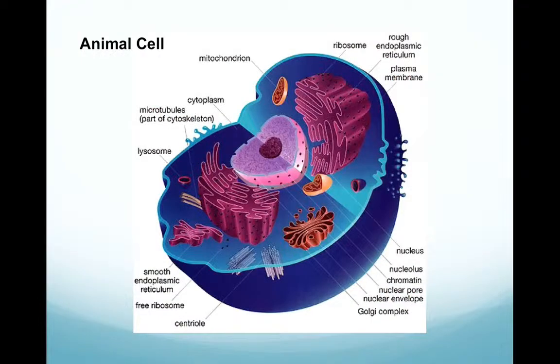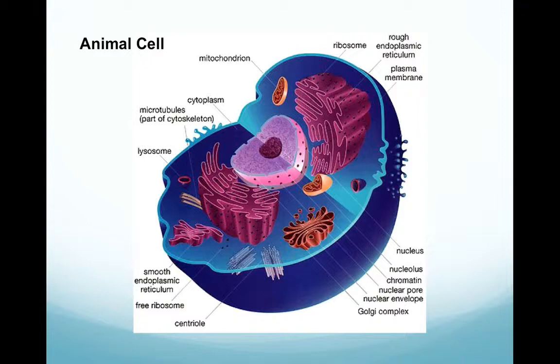In addition to the cell membrane, eukaryotic cells also have many membrane-bound organelles inside the cell. Organelles are like little organs. They each have a purpose in the cell, just like you each have a purpose in your body. This is a look at the inside of a generic animal cell.